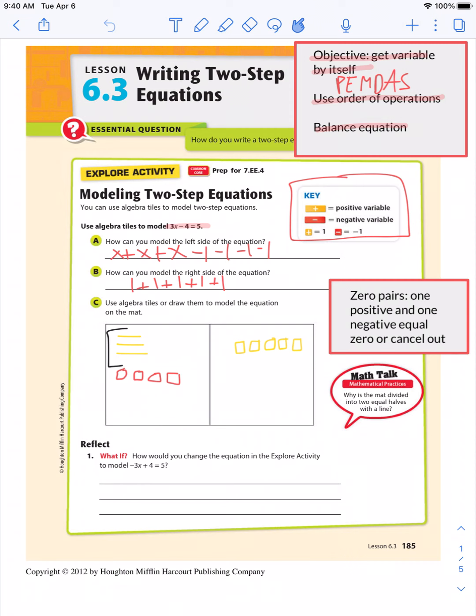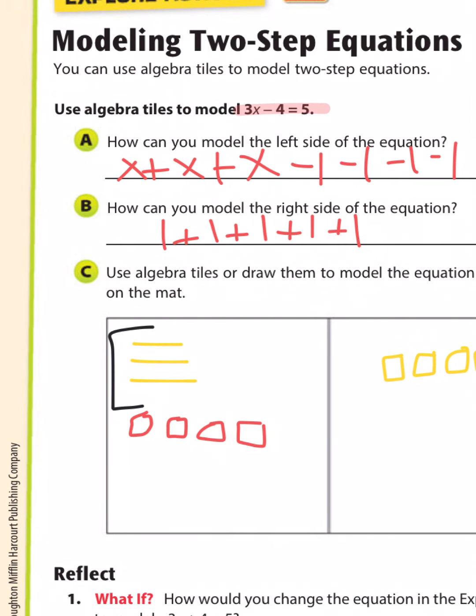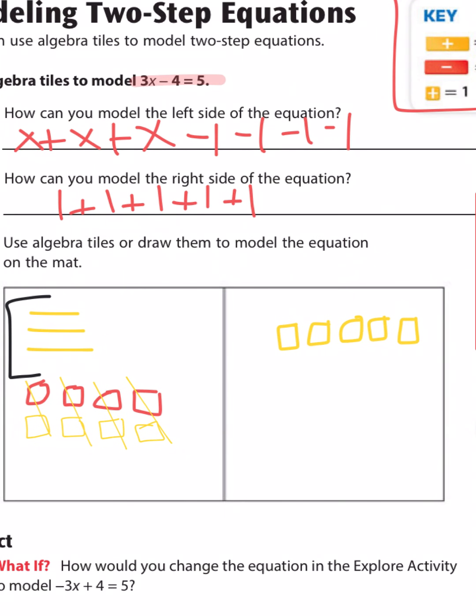The first thing I'm going to undo are the squares, and to cancel those out, I need to make these zero pairs. So I'm going to add 4 squares here, and then these are going to cancel out. Because I added 4 to that side, I need to balance the equation and add 4 over here.